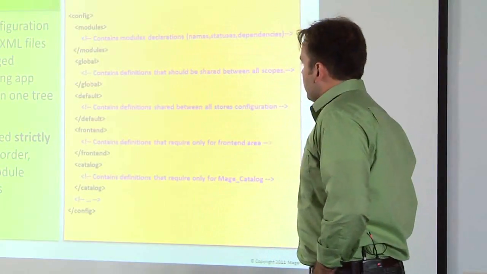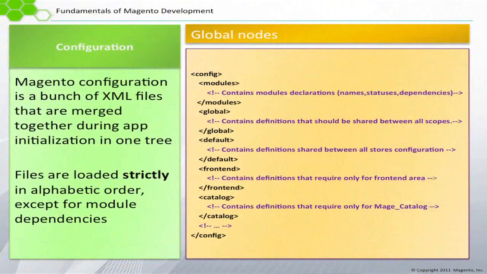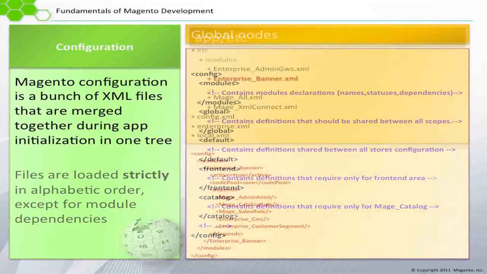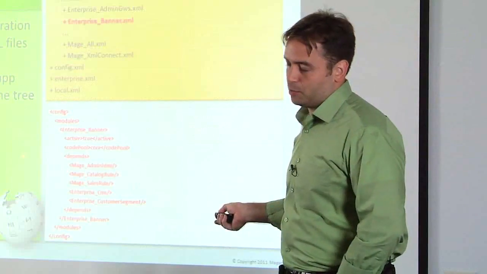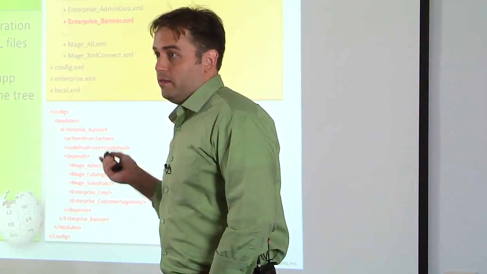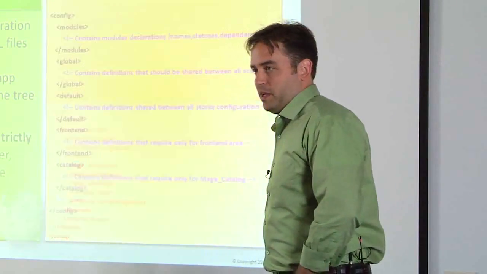So, one thing to note here, these files are loaded strictly in alphabetical order, unless you declare a module dependency, in which case some other module's configuration will be loaded. So in this case, admin HTML, catalog rule, sales rule, enterprise CMS, enterprise customer segment would all be loaded before this one. That's one of the effects of setting up a dependency.